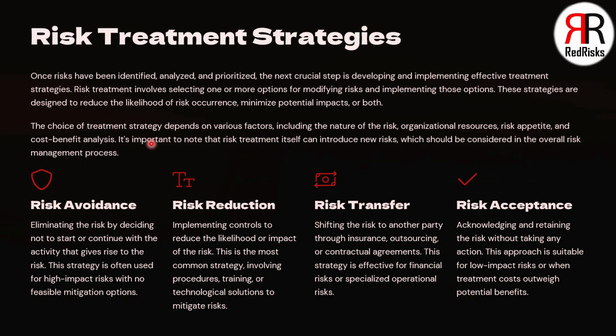Risk treatment is all about choosing the right strategy to manage the identified risks. Risk avoidance eliminates the risks by stopping the activity causing them. It's suitable for high-impact threats. Risk reduction focuses on minimizing the likelihood of the impact, often through controls or training. Risk transfer shifts the risk to a third party, such as through insurance or outsourcing.